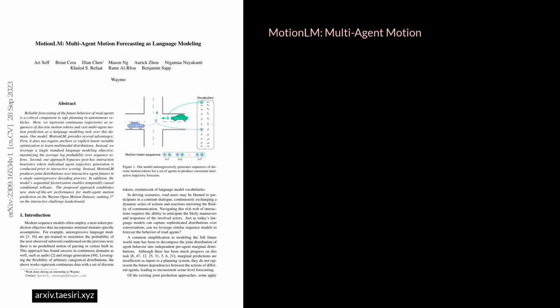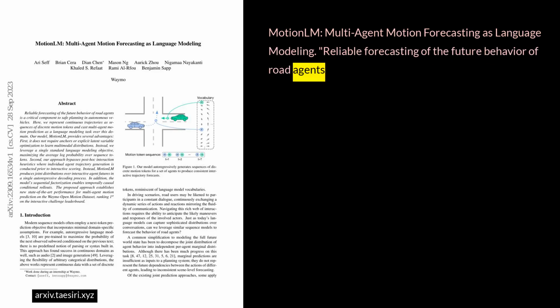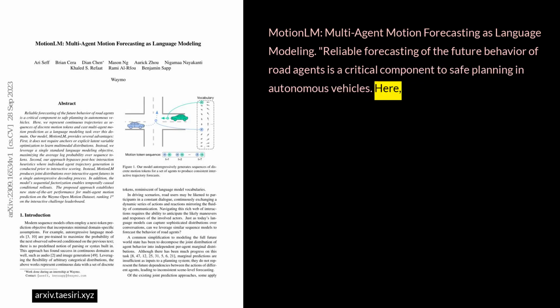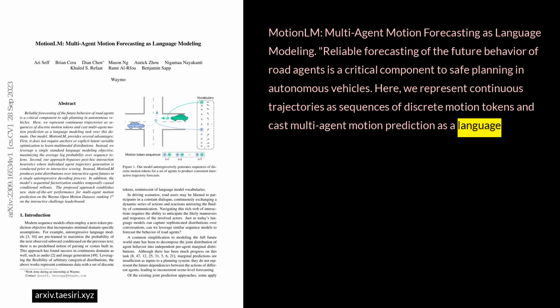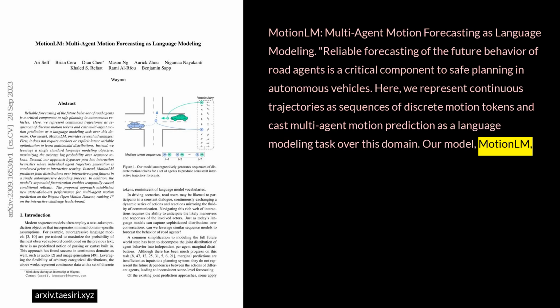MotionLM, multi-agent motion forecasting as language modeling. Reliable forecasting of the future behavior of road agents is a critical component to safe planning in autonomous vehicles. Here, we represent continuous trajectories as sequences of discrete motion tokens and cast multi-agent motion prediction as a language modeling task over this domain. Our model, MotionLM, provides several advantages.